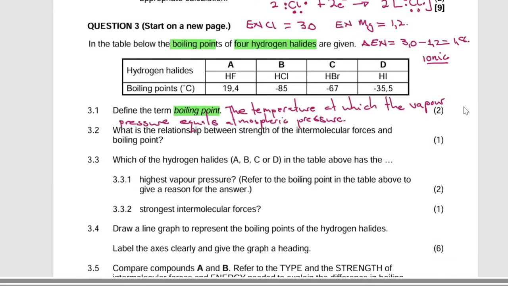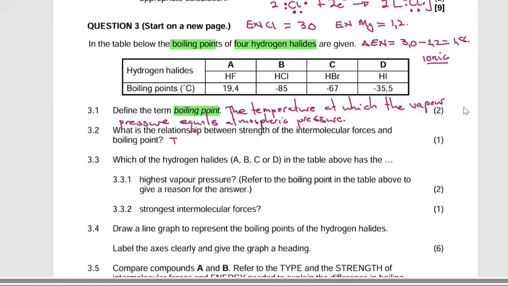Then 3.2 says, what is the relationship between the strength of the intermolecular forces and boiling point? So let's look at the intermolecular forces and the temperature. The relationship is that whenever you have a stronger intermolecular force, you are also going to have a higher boiling point. But take note, do not use the relationship that says HF, the intermolecular forces, is directly proportional to the strength of the forces. We are not supposed to use that one.